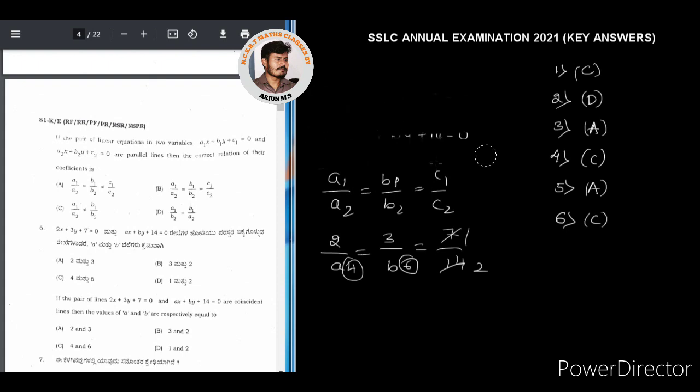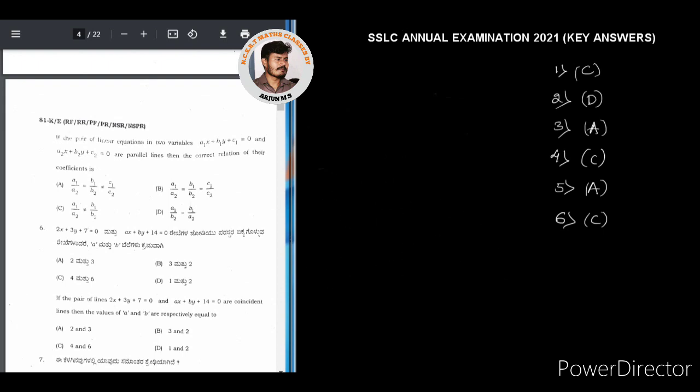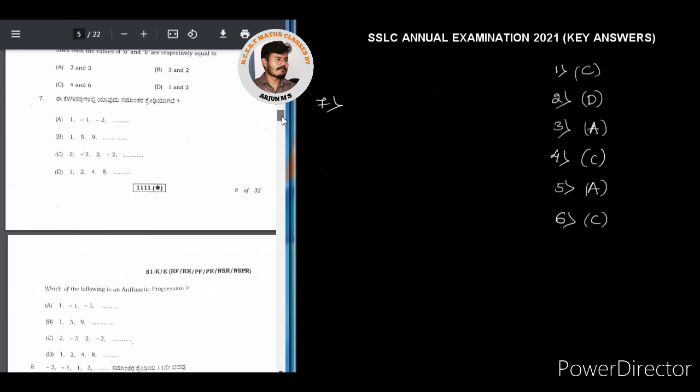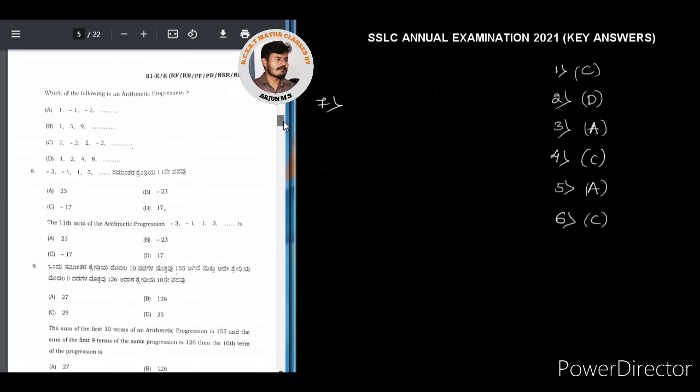So let's move to the next question, that is the seventh question. Which of the following is an arithmetic progression? We have to find out which of the given lists belongs to an arithmetic progression. So in this question, option B is correct, because you can find out the common difference of each list of numbers. Option B has the same common difference, that common difference is 4.